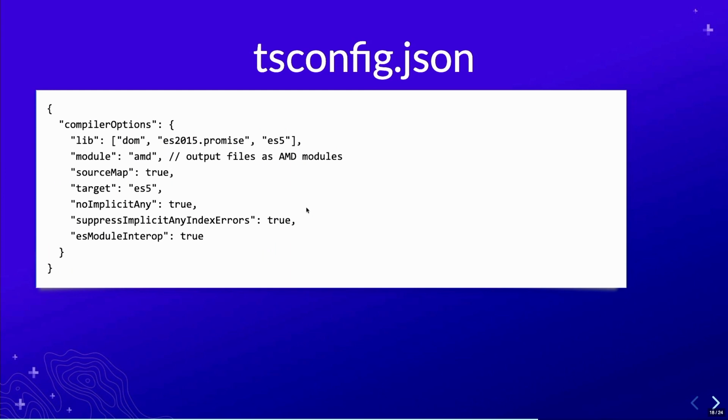Let's talk a little bit about the TSConfig. The bare minimum you need for TSConfig is listed here. Don't worry too much about what everything means, but basically this lib option, when you add DOM, means you're going to be using some DOM APIs in your application, so it's not like a Node app. We're not going to use all the ES2015 features. We're really just going to be using promises.